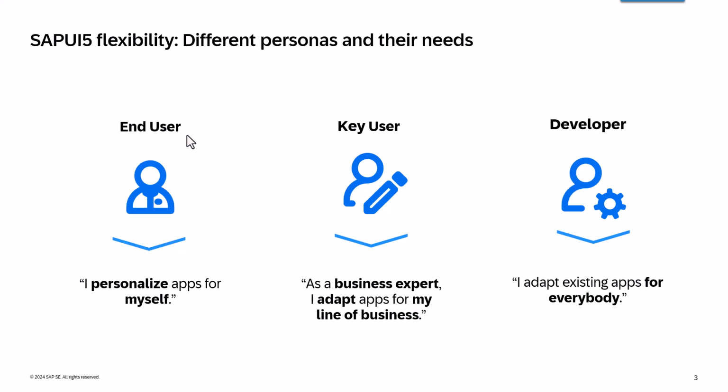As an end user, you can personalize the apps for yourself. But it is limited in functionality, so you can add variants to your application and so on. And that is the end user persona. The key user persona is a business user who understands the business process, and they also have the capability of extending the SAP standard delivered apps. So you can adapt the business for your line of business.